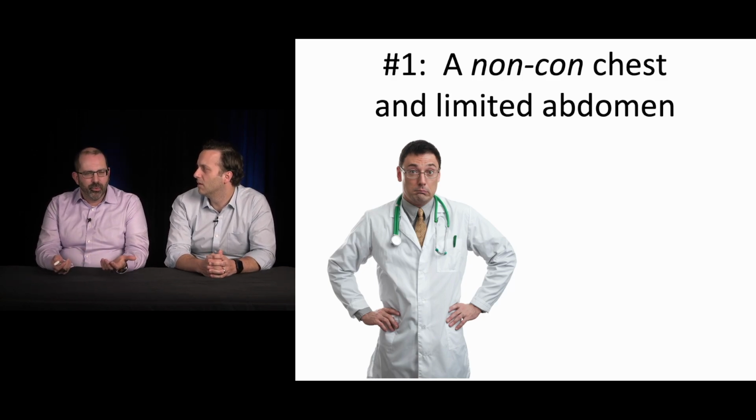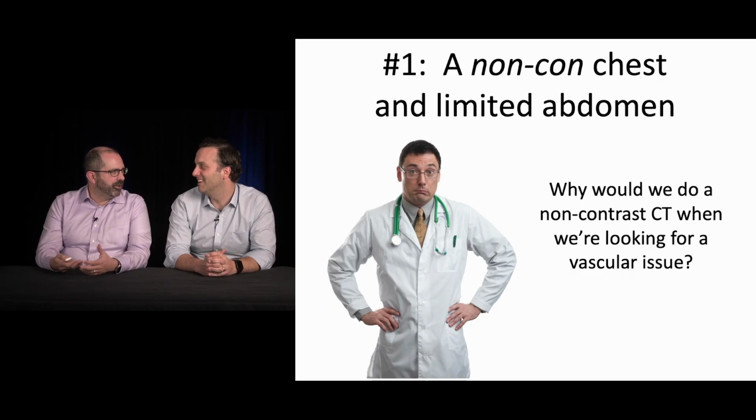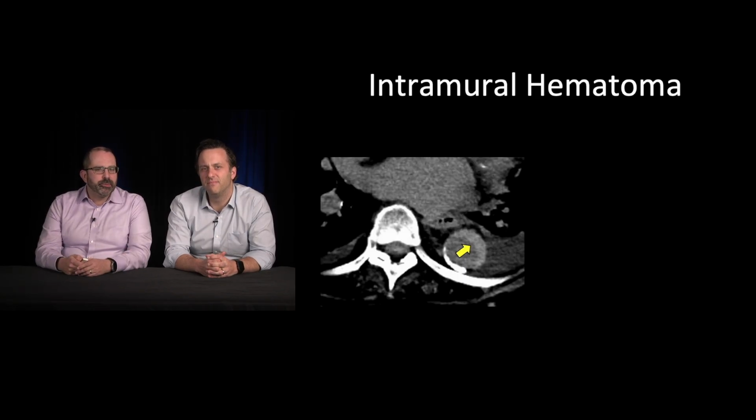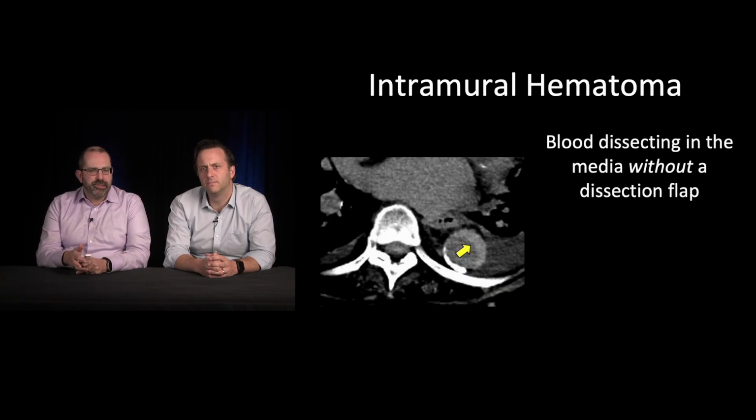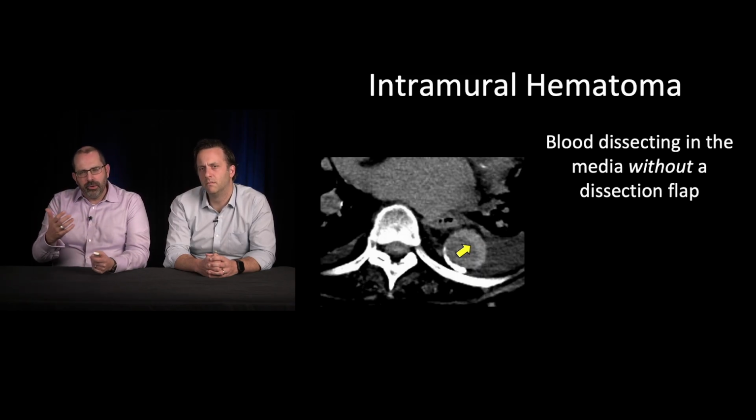So why in the world would we get a non-con study when we're looking at a vascular issue? It sounds very weird, very counterintuitive, right? But the reason we do it is we're looking for this, which is an intramural hematoma, or IMH. It's in the dissection spectrum, and it's blood contained within the media.